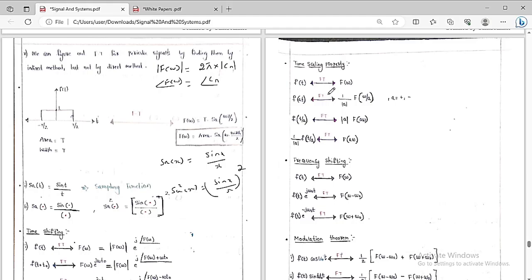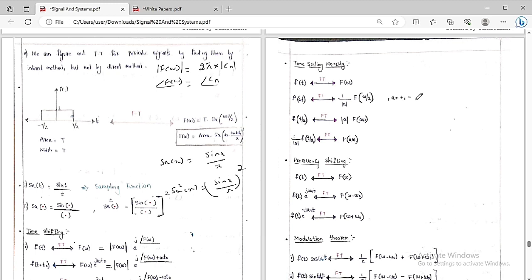We are going to discuss another important property, which is the time scaling property. So what's the meaning of time scaling property? It means you can either elongate the signal or compress the signal. For f of t, the Fourier transform is F of omega. Then f of at has the Fourier transform 1 by mod a into F of omega by a.